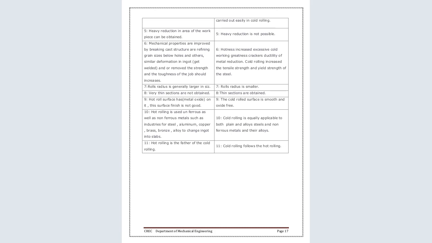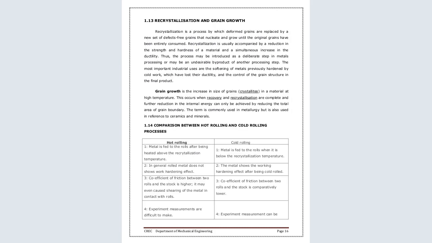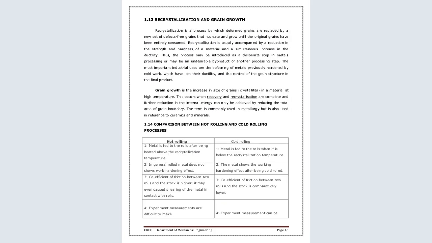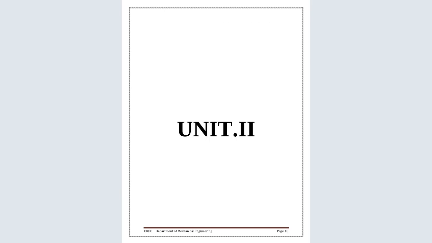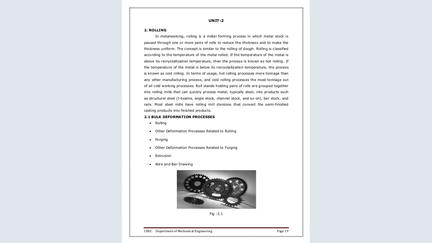Sometimes you will be told to compare and contrast between hot rolling and cold rolling. You should be able to know, like in hot rolling the metal is fed to the roll after being heated above the recrystallization temperature, and in cold rolling, the metal is fed to the roll when it is below the recrystallization temperature. Remember, we talked about them. In general, in hot rolling, the rolled metal does not show work hardening effect. Here, the metal shows the work hardening effect. So those are the things that we need to go through.